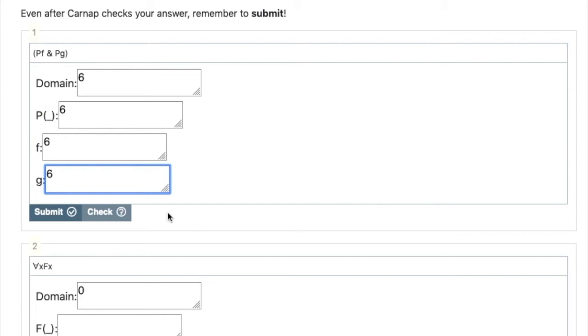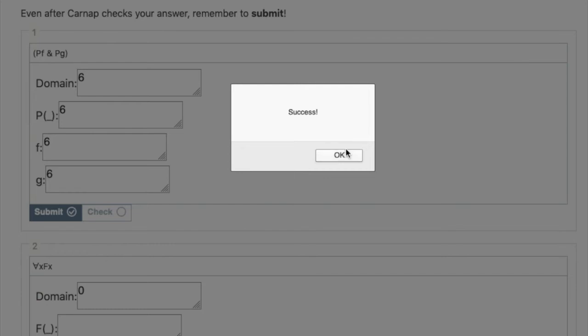So here's a model. The referent of F is 6. 6 is in the extension of P, so PF is true. 6 is the referent of G. It's in the extension of P, so PG is true. And that's going to make the whole thing true. We check. Carnap agrees. Success.